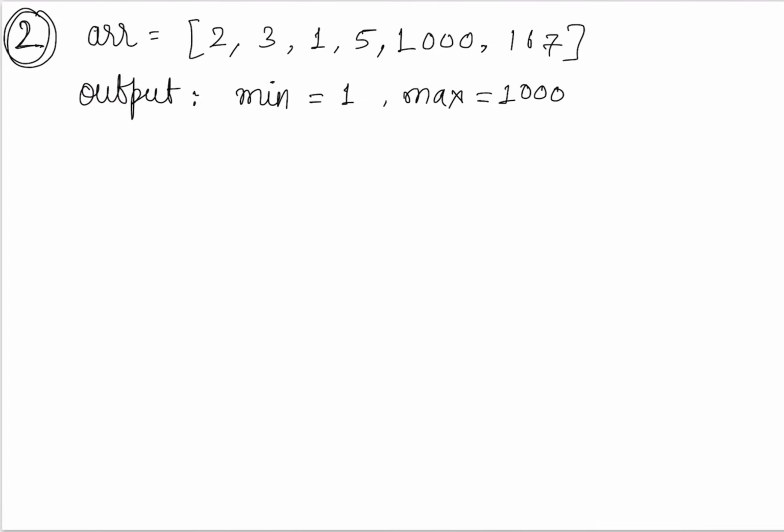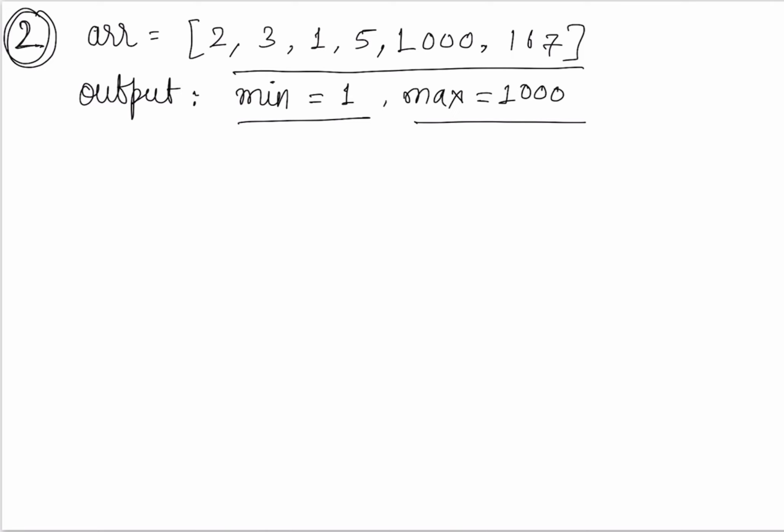Hi friends, today we have a question in which we have to find a minimum element as well as maximum element in a given array. So you can see this is the given array that we have, and for that the minimum value is 1 and the maximum value is 1000. So how to approach this? Anyways, we need to iterate it in a linear fashion to find both minimum as well as maximum.